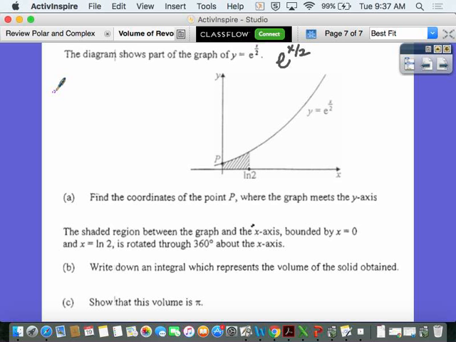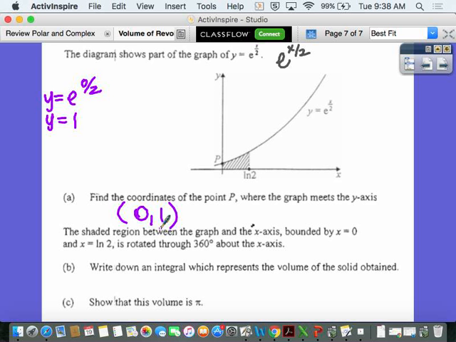You plug in 0 for x. When you're looking for where it meets the y-axis, you're trying to figure out where x equals 0. Anything to the 0 power is 1. So the coordinates of P are 0, 1. It said coordinates, so you need to have 0, 1, not just y equals 1. Questions on that? That was the very first set of topics dealing with algebra and functions.